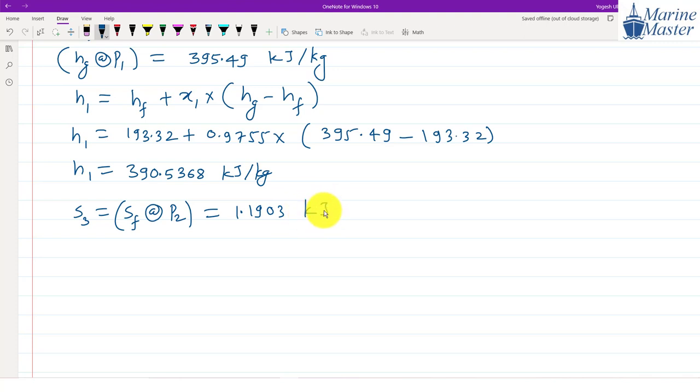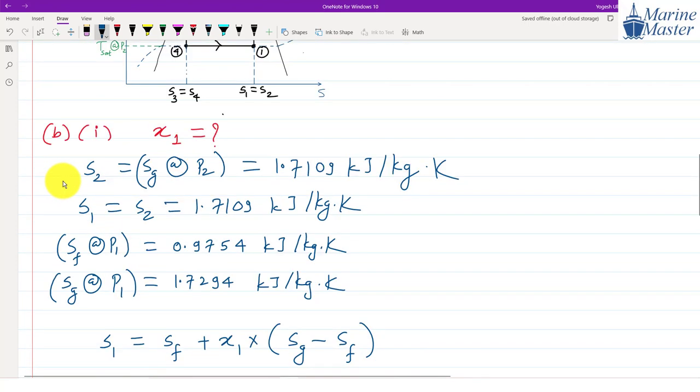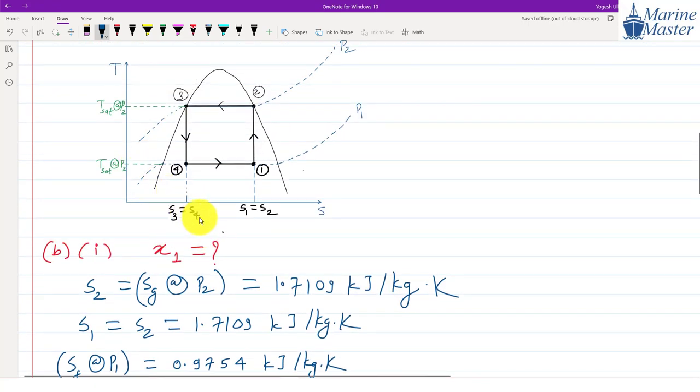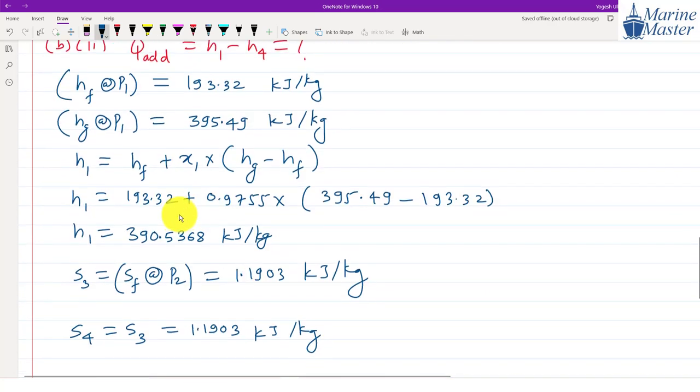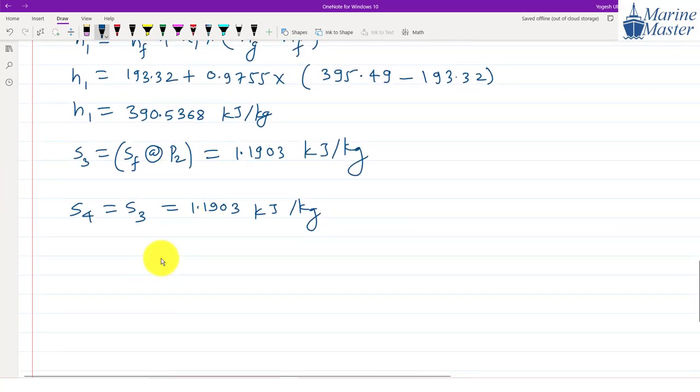1.1903 kilojoule per kg. Now here entropy of point 4 will be equal to S3, and that will become 1.1903 kilojoule per kg. Guys, see the drawing? Entropy of point 4 is equal to S3. So S4 will become S3. And what is the state of point 4?